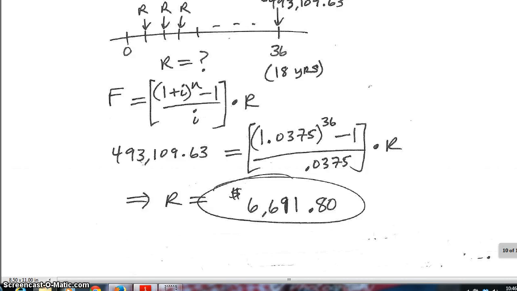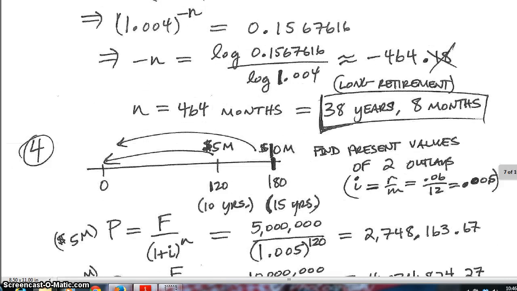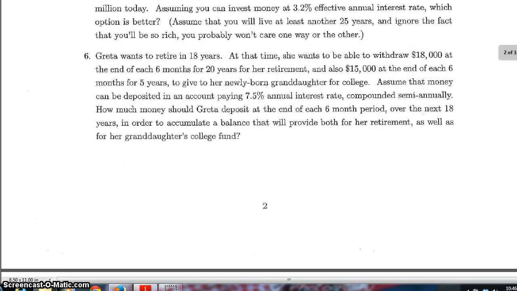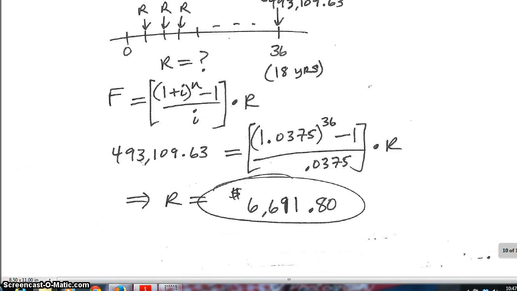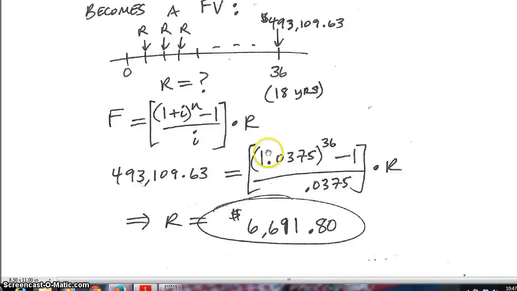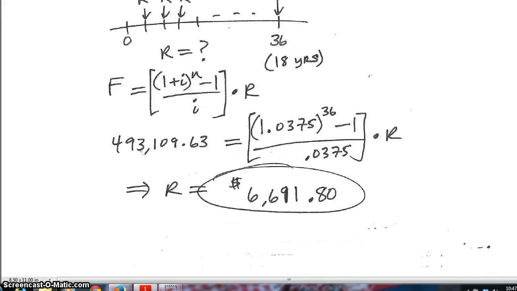i is 0.0375. I think that was because, let's see, yeah, 7.5%. So 1/2 of 7.5% is going to be 3 3/4%, and the formula has (1.0375) to the 36 minus 1 over i. And if you solve this equation for R, you get $6,691.80. Now, keep in mind, that's every 6 months, the end of every 6-month period. That's not monthly, that's every 6 months.